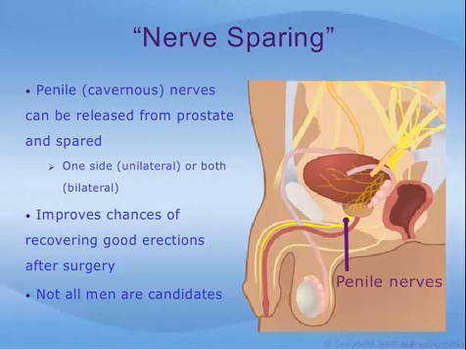Once the lymph node dissection is done, removal of the prostate begins, and in the early part of this, nerve sparing may be performed. In this process, the penile or cavernous nerves are released from the prostate and spared from injury to preserve erections. Depending on the situation, one or both sides may be spared. This step can improve the chances of recovering good erections after surgery. However, it does not guarantee recovery of erections, as there are many factors that come into play, which are discussed later. It is important to understand that not all men are candidates for nerve sparing, and your surgeon will discuss your situation with you.